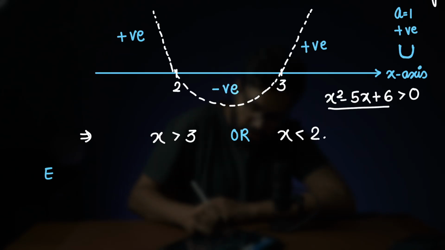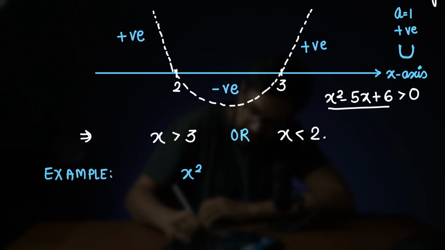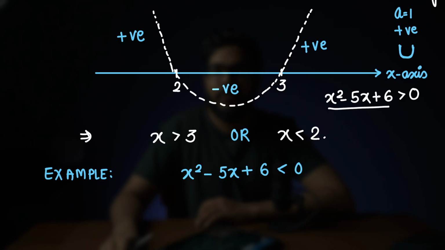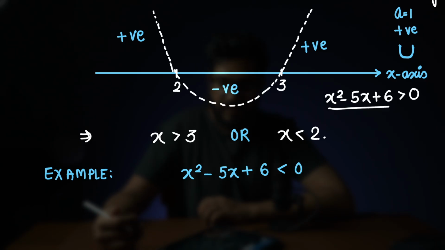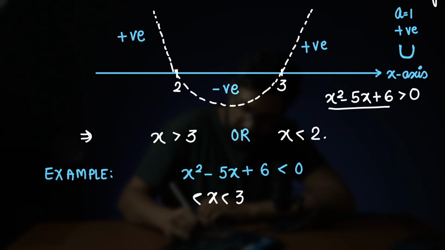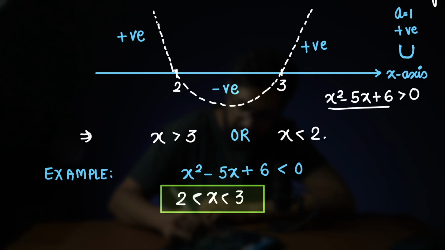Now let's slightly change the problem. Suppose we have x square minus 5x plus 6, which is less than 0. Now we have the same parabola, same roots, only the sign of inequality is changed. Now I want my parabola to be negative. So I know that anything below the x-axis is negative. So it means the value of x should be between 2 and 3. So this is going to be my solution. In this case, my x is between 2 and 3. Notice the keyword here, and.